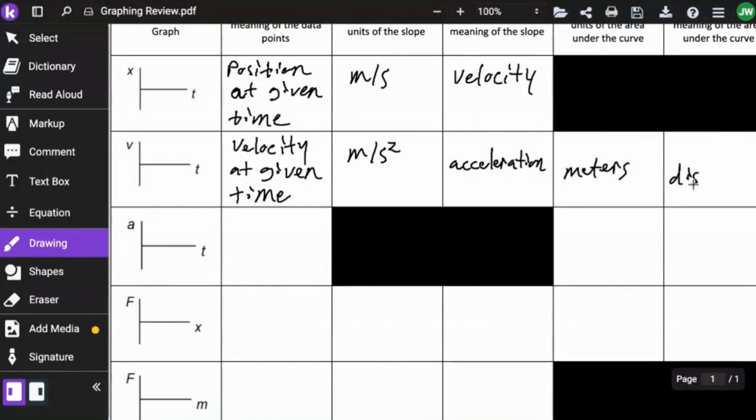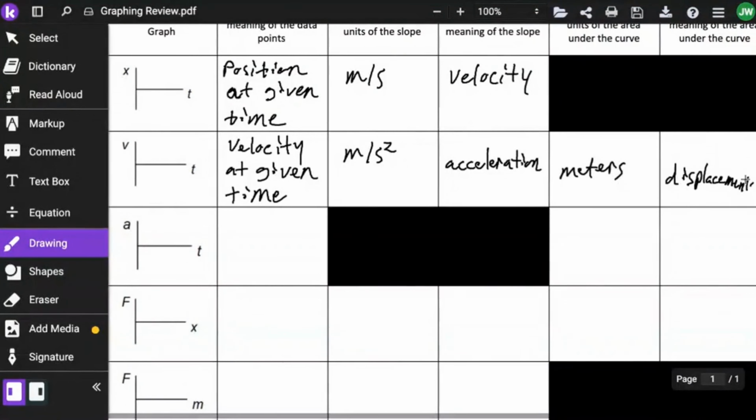Units of the area under the curve. Area under the curve is when we're multiplying the axes. So meters per second times seconds would give us just meters. And the meaning of the area under the curve is displacement for a velocity graph.